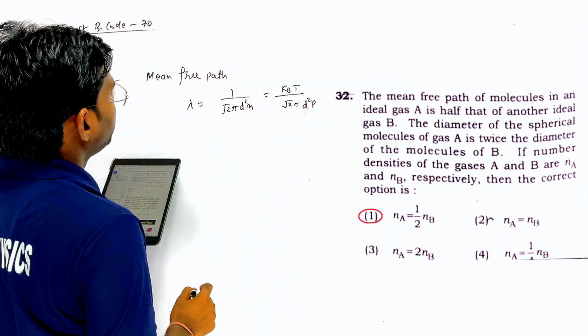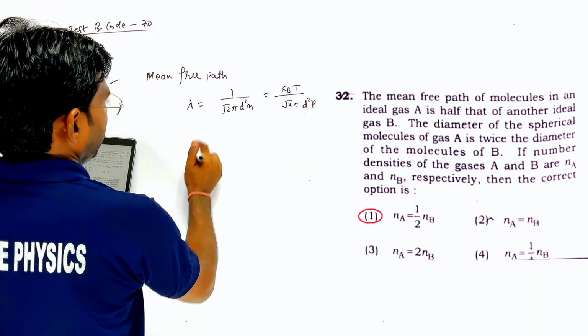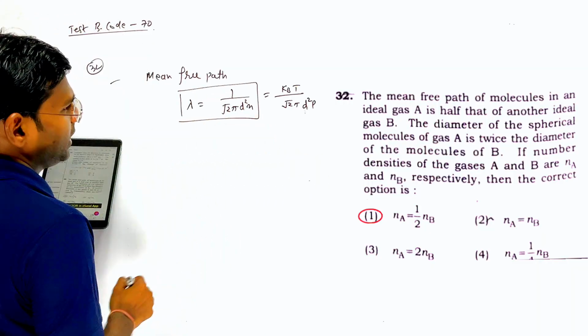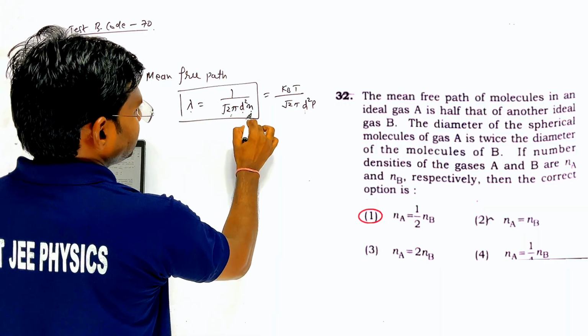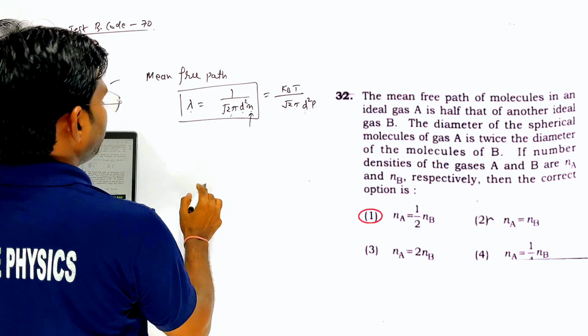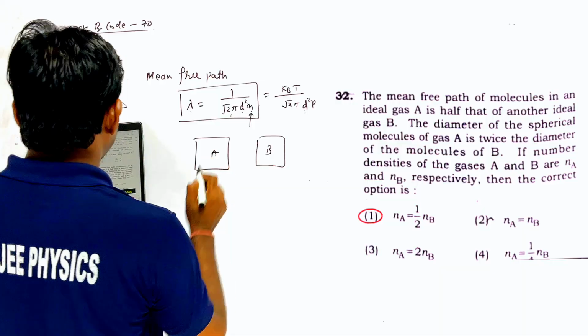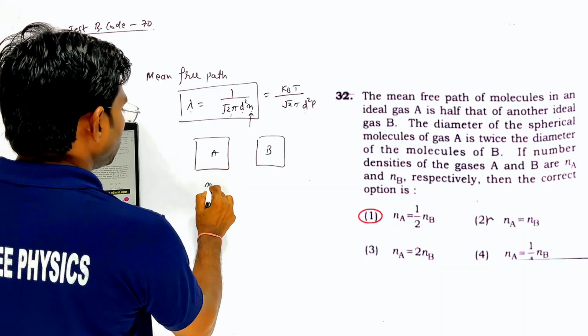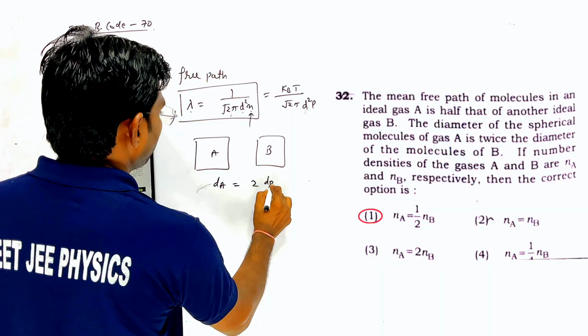It depends upon the mean free path formula for the gaseous molecules. Here this formula is used: the mean free path is equal to 1 by root 2 pi d squared n, where n is the molecule density and d is the diameter. So here we have two ideal gases A and B. In that question, the diameter of the molecule of A is twice the diameter of B.